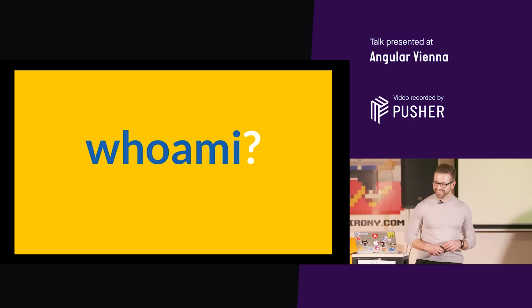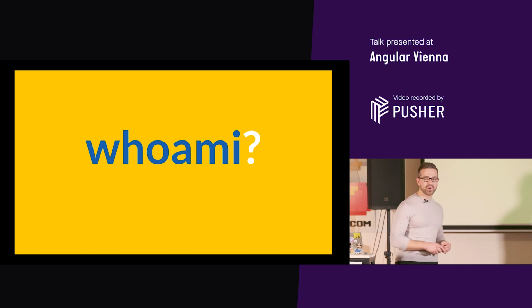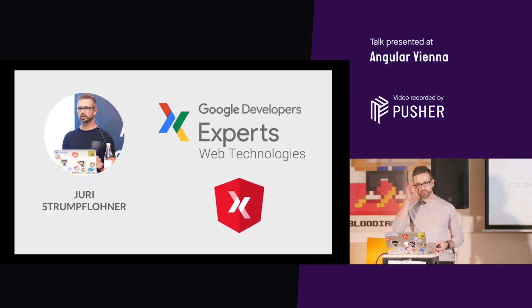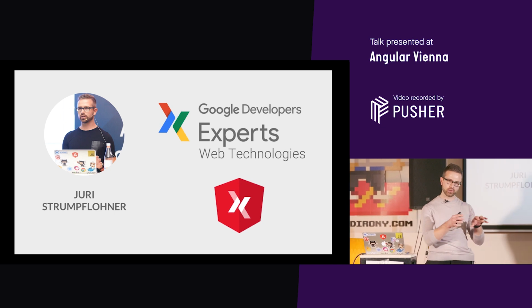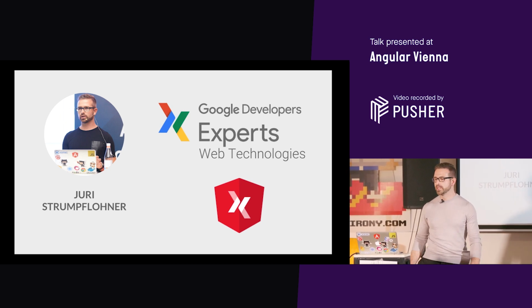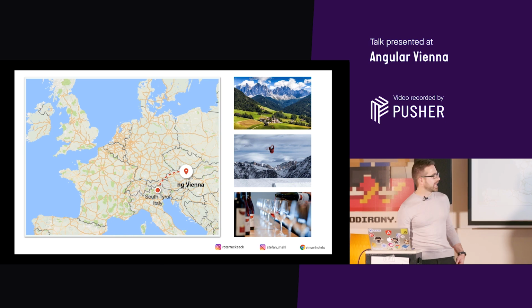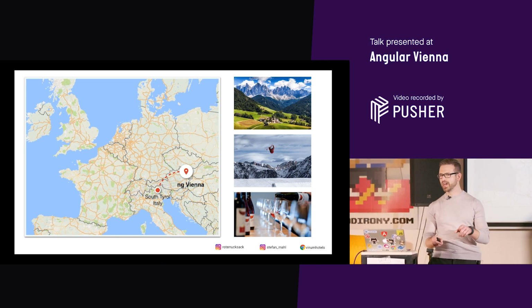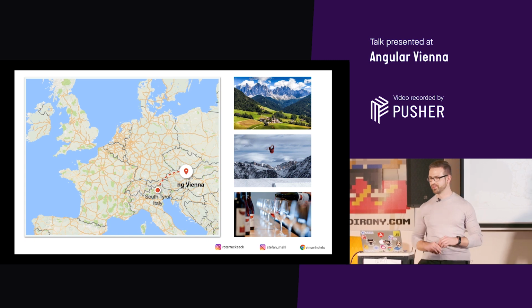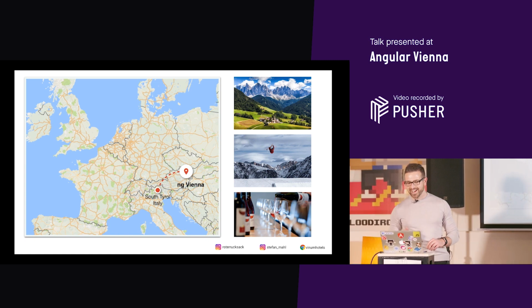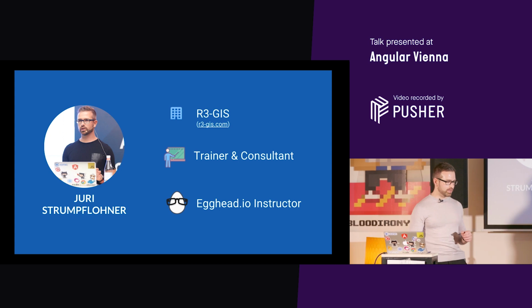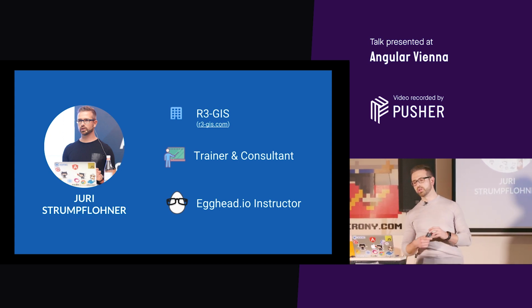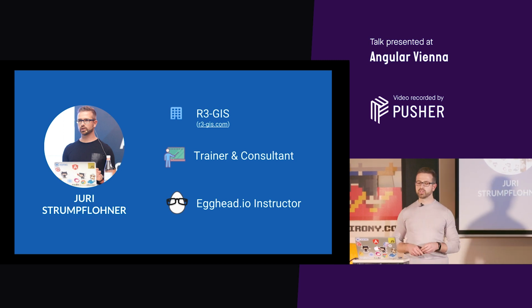All right, so who am I? As Michael said, I'm Jure Stumpflohner. I'm a Google developer expert in web technologies, mostly focused on Angular. I'm coming from Italy, actually the very northern part of Italy, so we speak German there. It's a very similar dialect as here in Austria, so I perfectly understand everyone here. I'm working there at a local company called R3GIS.